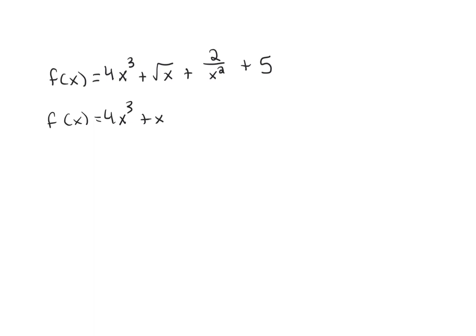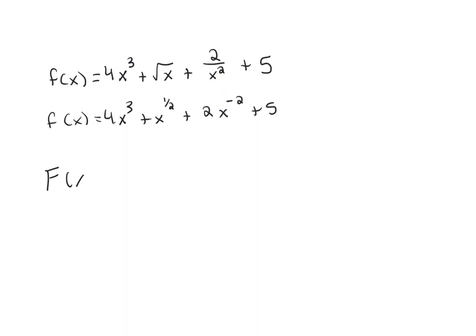Okay, for our second example, I'm going to add in some more complicated powers here. So equals 4x to the 3rd plus the square root of x plus 2 over x squared plus 5. Before taking the antiderivative, I'm going to rewrite this as 4x to the 3rd plus x to the power of 1/2 plus 2x to the power of -2 plus 5.